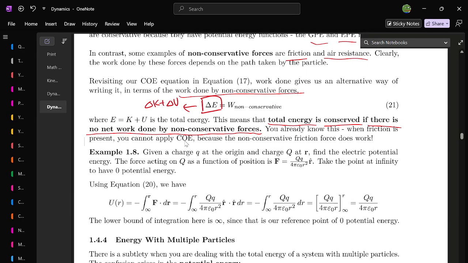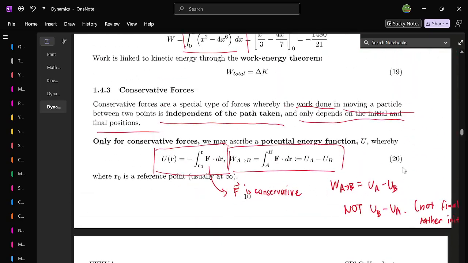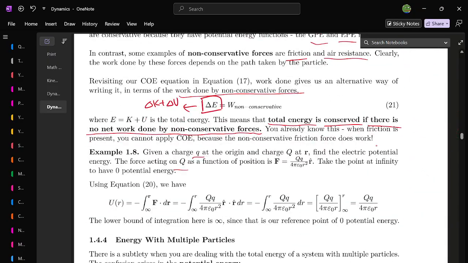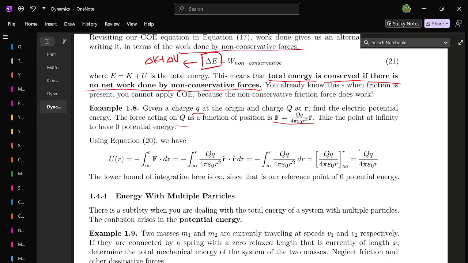In this example, we are finding the electric potential energy given a charge Q and a charge big Q. This is just a naive application of the definition here in equation 20 for your potential energy. Since you're given the force function, you can simply substitute it in and then integrate. And you should get that your electric potential energy is given as such. We will revisit this in electrostatics, so don't worry. Just take note that when we define potential energy, we usually take the lower bound to be infinity, because by convention we take our reference point of zero potential energy to be at infinity.